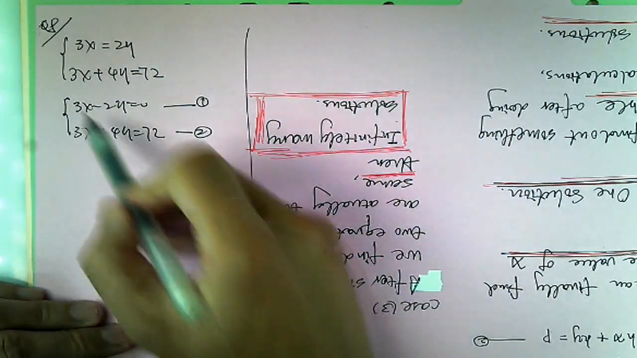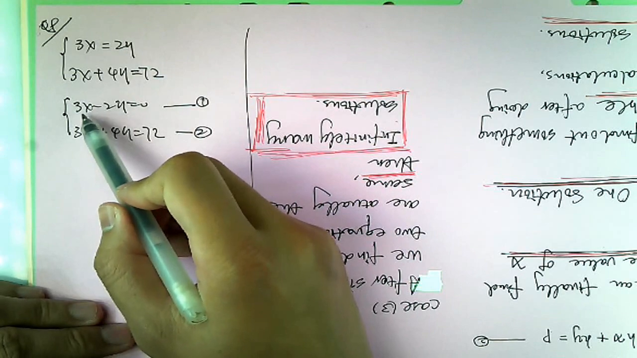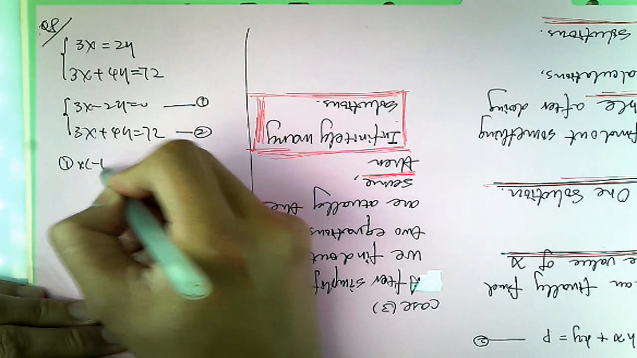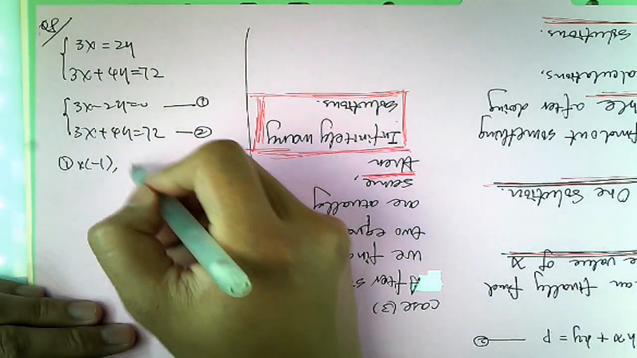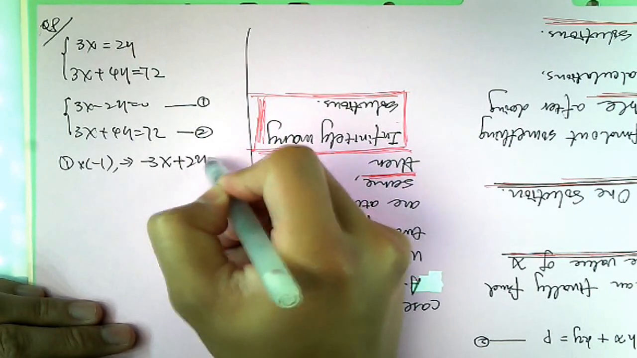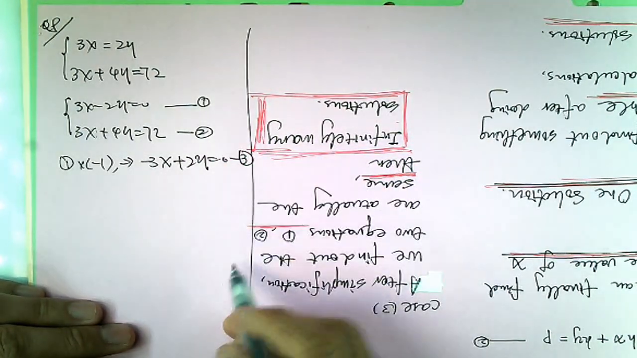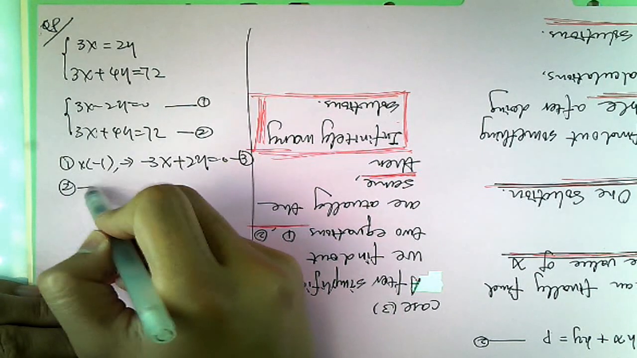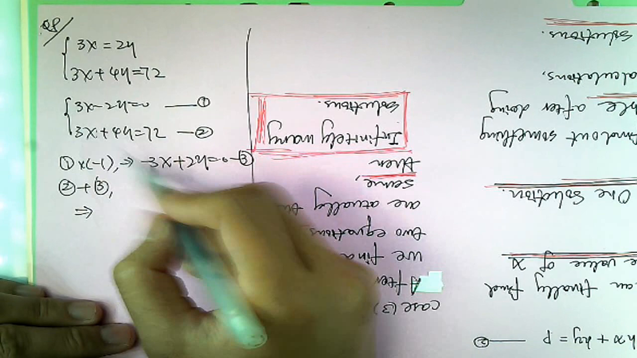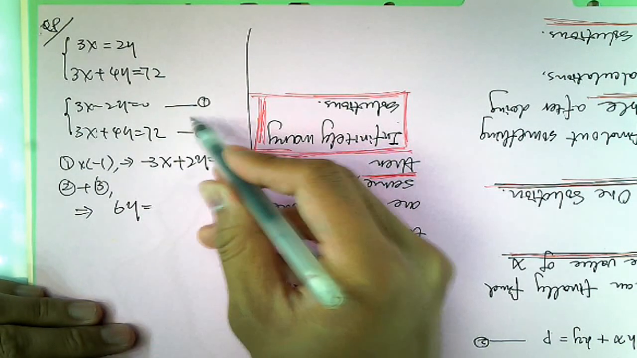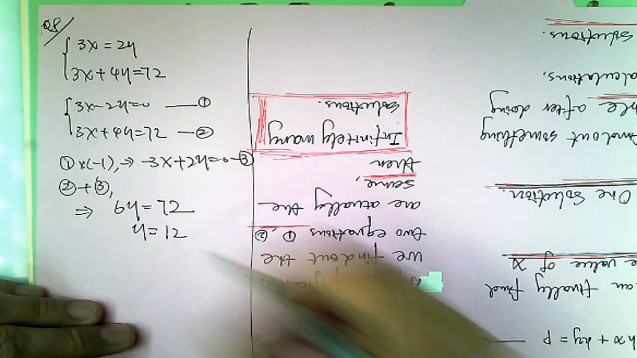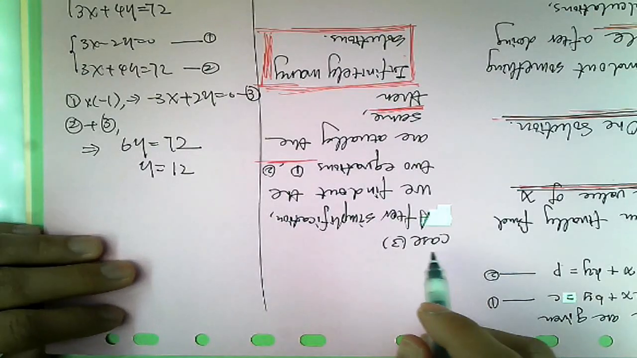So you see here, minus 3x, right? You choose 1 times minus 1 or 2 times minus 1, it is okay. What you have is minus 3x plus 2y equal to 0. Then this is equation 3, understand? You do 2 plus 3. What you have? X cancel, and then 6y equal to 72. Divide both sides by 6. It is 12. Understand? It's okay?